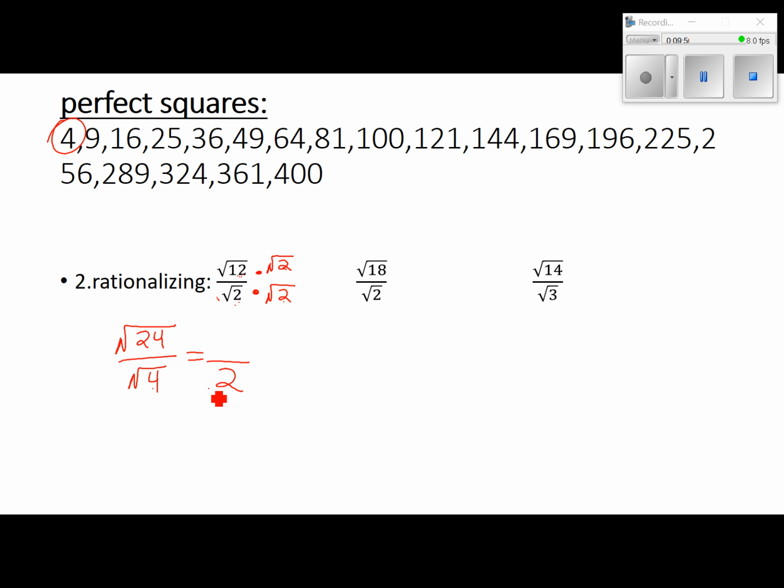On top, we got the square root of 24. Well, we can simplify that like we were doing on the last slide and I'm going to break that down into the square root of 4, because that's a perfect square number, times the square root of 6. 4 times 6 is 24.